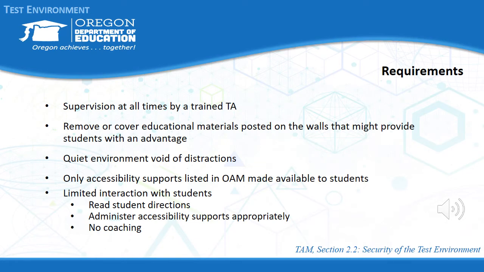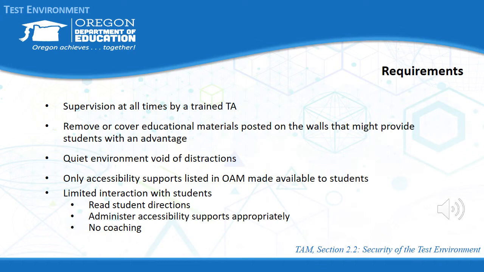After the trained TA sets up the testing session and students begin testing, those students must be supervised by the TA until the end of the testing session. The testing environment must be quiet and void of distractions or educational materials posted on the walls that might provide students with an advantage. Students may only have access to supports from the Oregon Accessibility Manual that are administered according to the rules set out in the manual.